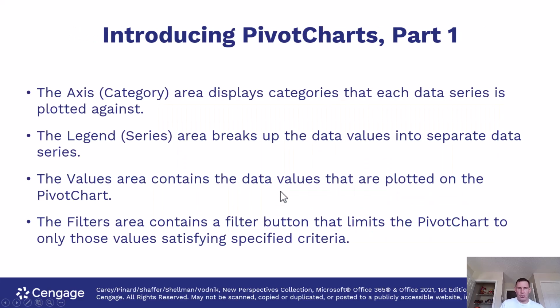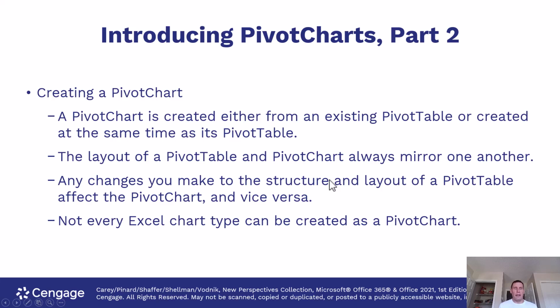Now the axis or category area displays categories that each data series is plotted against. The legend or series area breaks up the data values into separate data series. The values area contains the data values that are plotted on the pivot chart. And finally, the filter area contains a filter button that limits the pivot chart to only those values satisfying specified criteria. Now, if you wanted to create a pivot chart, it's either done from the existing pivot table, or you can create it at the same time as its pivot table.